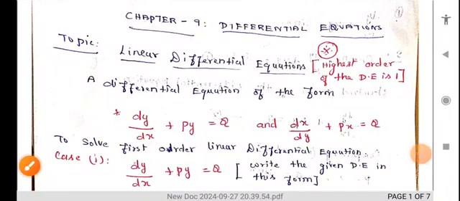Good morning, students. Today we are going to see the new topic in differential equations. We have already seen the topics up to homogeneous equations. The next topic is linear differential equations.